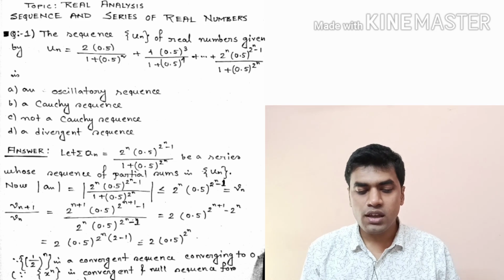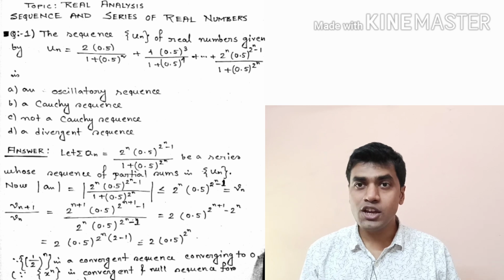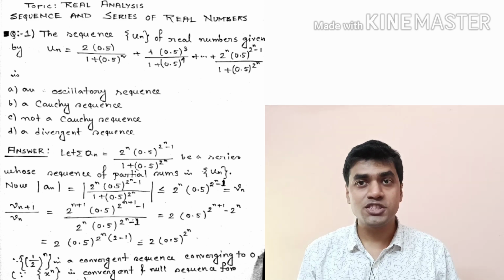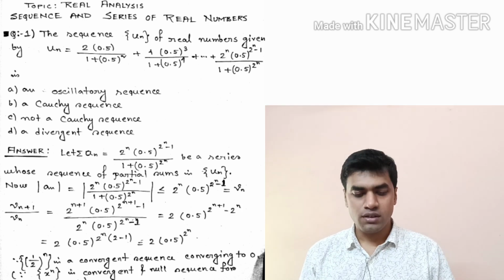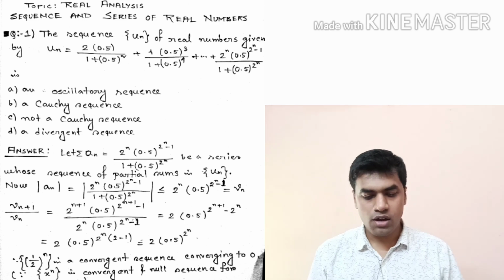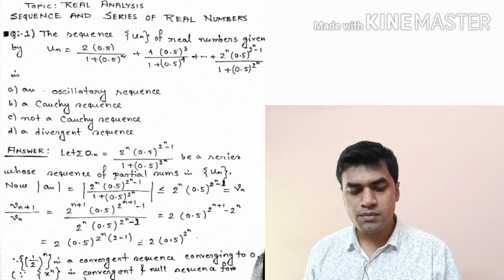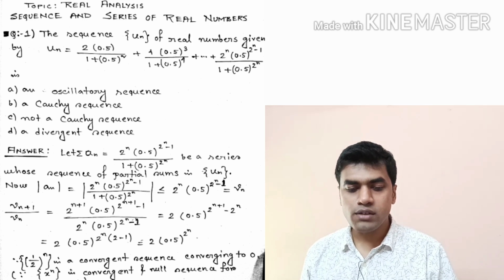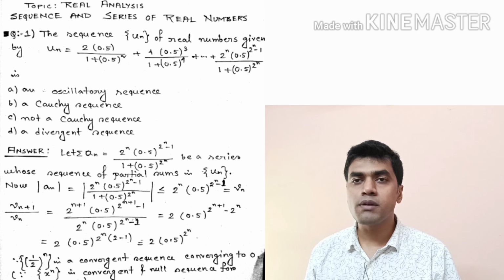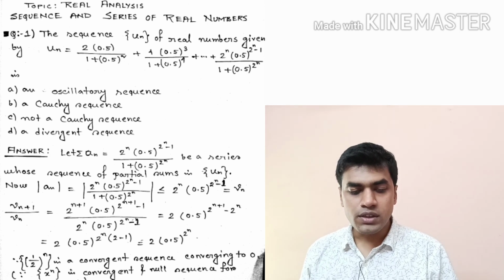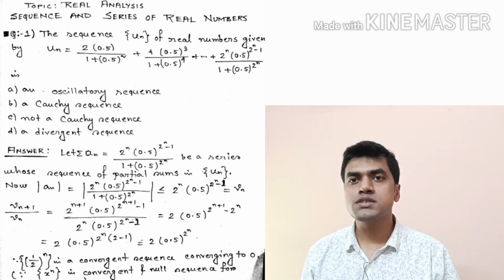Now let summation an be a series whose sequence of partial sums is the sequence un, whose nth term is given in the question. You have to catch this part very well. Now an is given by the nth term of the series, that is 2 to the power n 0.5 whole to the power 2 to the power n minus 1 divided by 1 plus 0.5 whole to the power 2 to the power n. This series gives the sequence of partial sums which is within braces un.